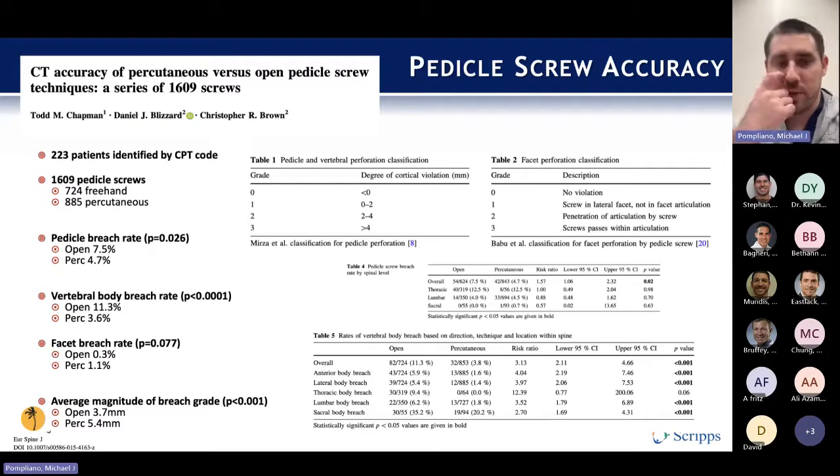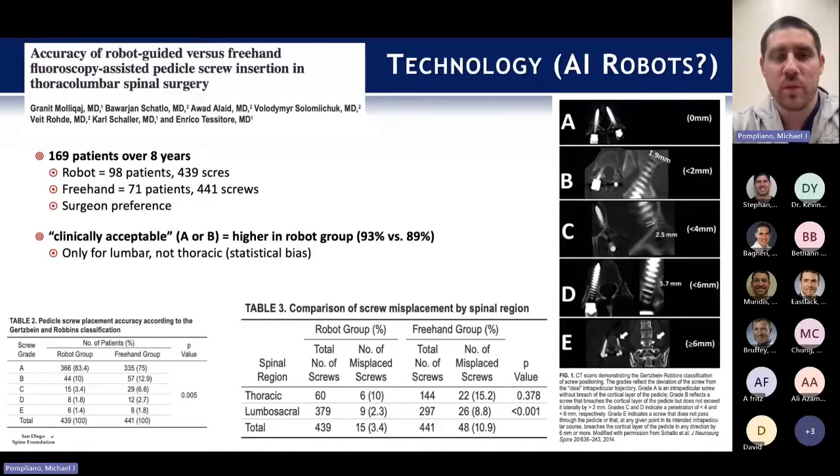So if it's safe, can we use technology to help us? And of course, you have to give an AI plug in there, even though it's not really related, but I feel like it's not an appropriate talk without it. So this is a study looking at the accuracy of robotic assisted or robotic guided versus freehand techniques, 170 patients over 8 years, about even robot versus freehand or fluoro assisted.